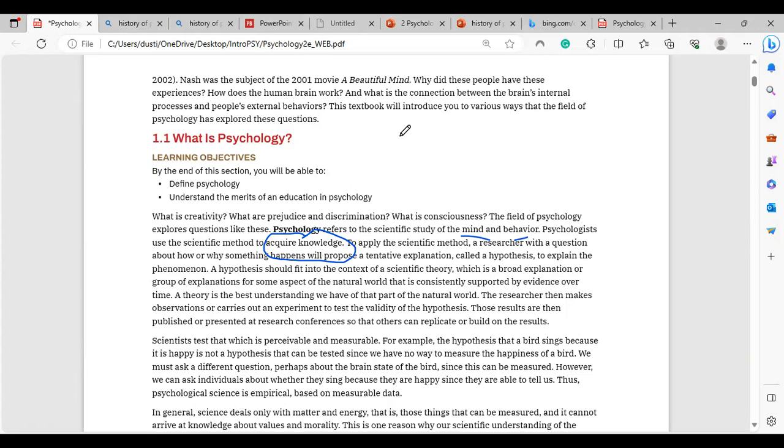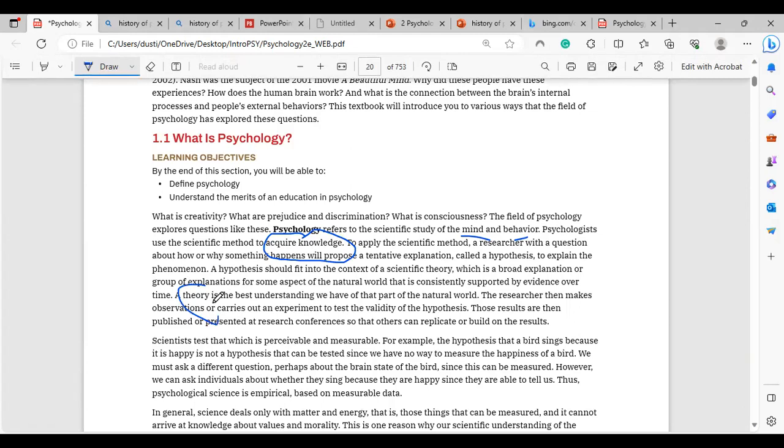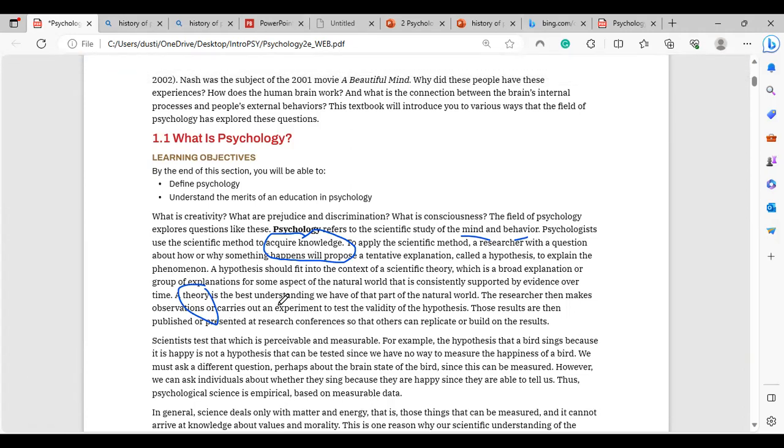And you're going to hear in psychology, and I'll probably talk about it, the theories. A theory is the best understanding we have of a part of the natural world. The researcher then makes observations, and in psychology, observations are key.